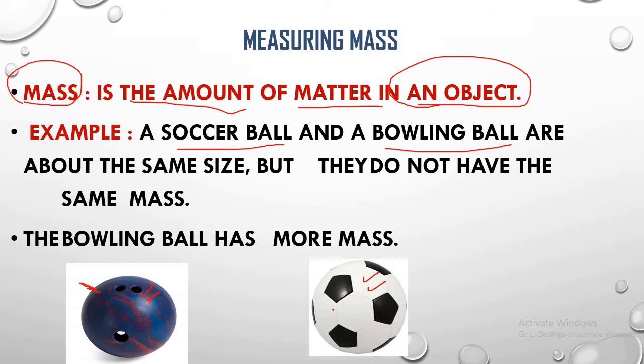So mass is the amount of matter in an object. The quantity of matter in the bowling ball is more than the matter inside the soccer ball. That's why the bowling ball has more mass than the soccer ball.